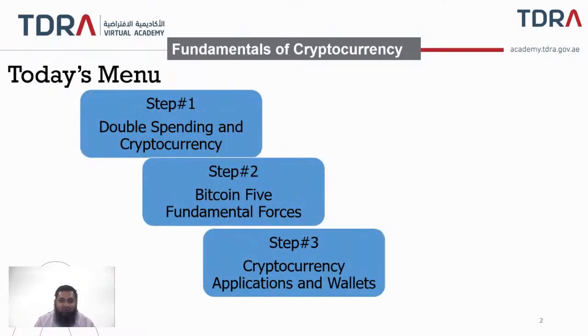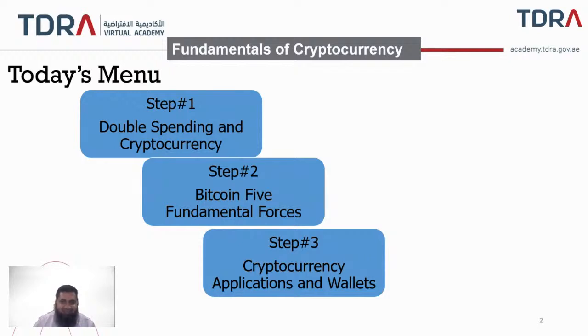We are going to complete this training session in three steps. In step one, we are going to understand double spending, the major problem in cryptocurrencies. In step two, we are going to look at the five fundamental forces that make Bitcoin very attractive, impressive, transparent, immutable. And in step three, we are going to talk about cryptocurrency applications and wallets.